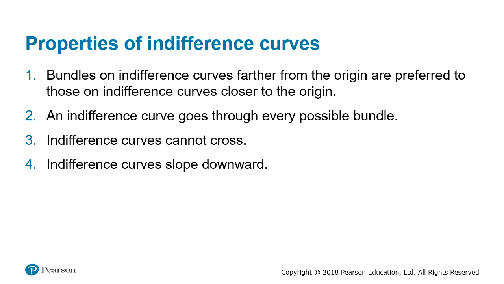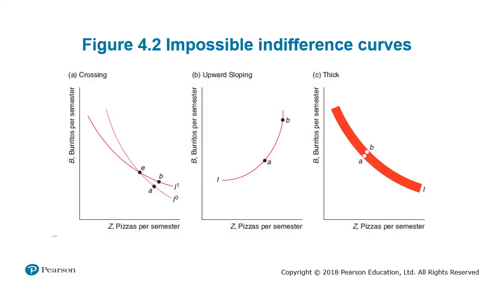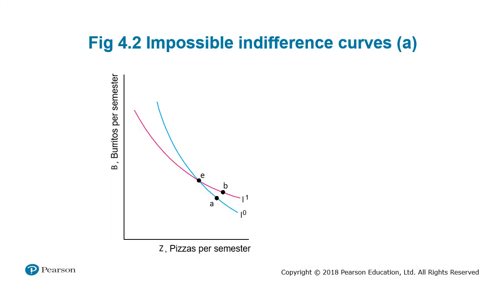Let's look at some impossible indifference curves just to better understand the reasons behind properties 3 and 4. Figure 4.2 shows us 3 options of impossible indifference curves. Let's take them one by one. Firstly, intersecting indifference curves. Can you see what the problem is with this diagram?